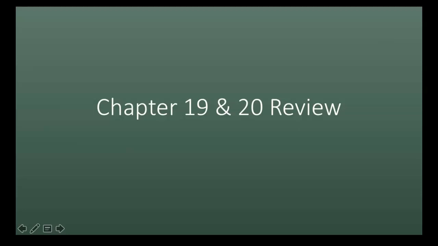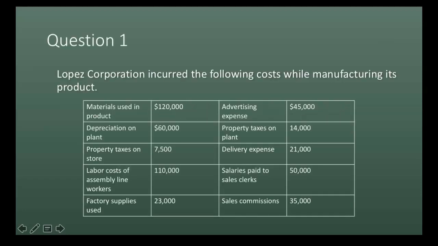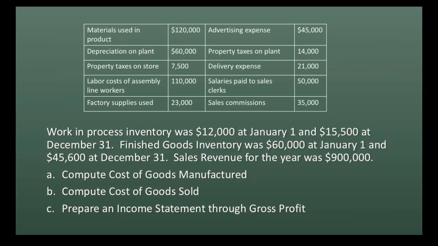Let's work through the chapter 19 and 20 review. So question number 1, we're told that Lopez Corporation incurred the following costs while manufacturing its product. We're given a long list of costs here, right? We're also told a work in process inventory amount for the start of the year and the end of the year, as well as a finished goods inventory amount for January 1st and December 31st.